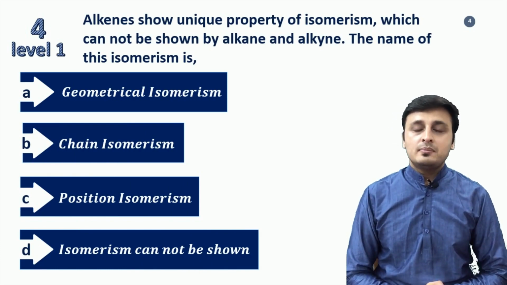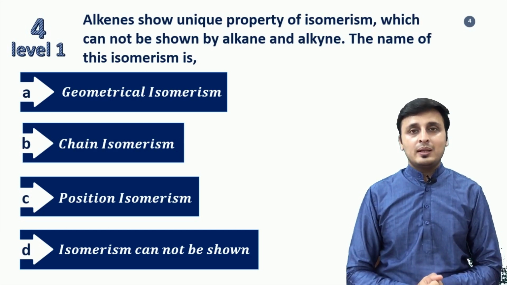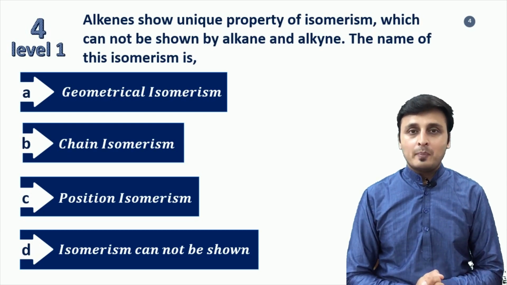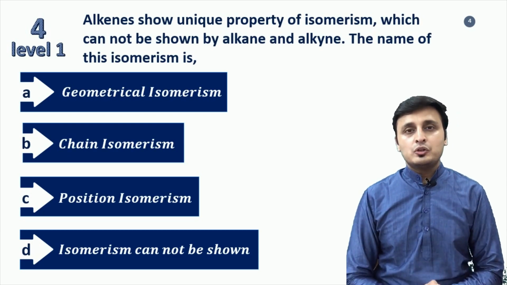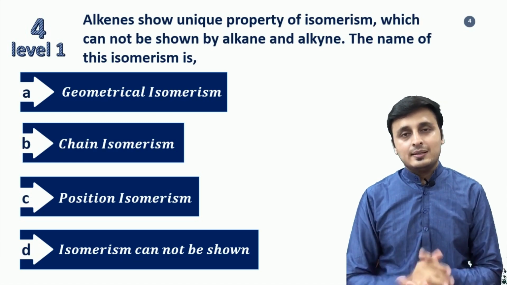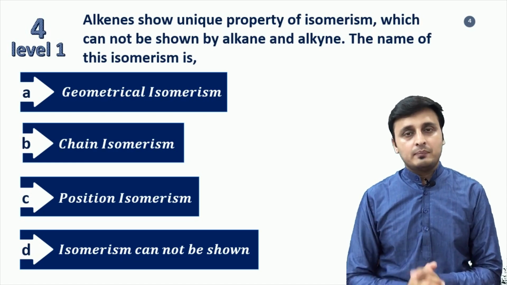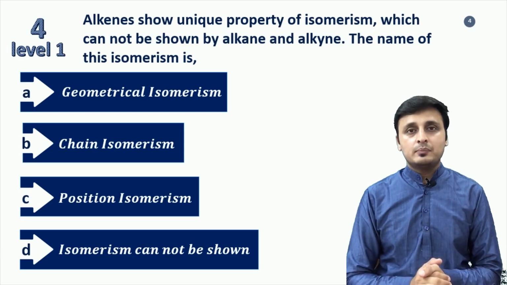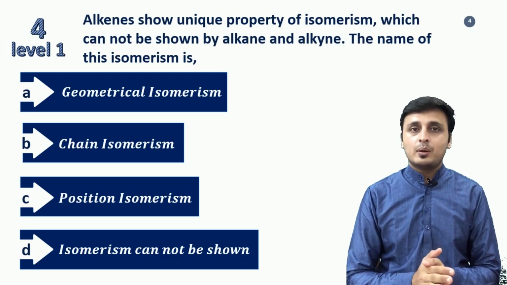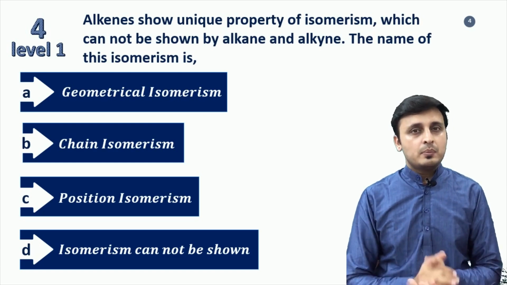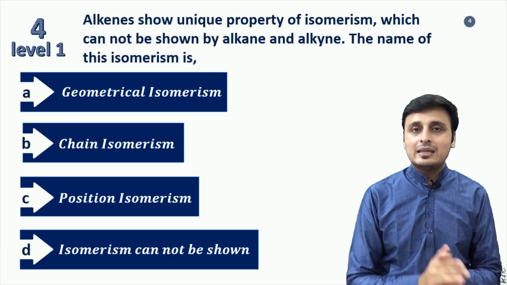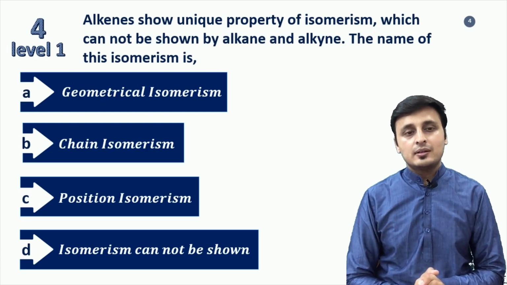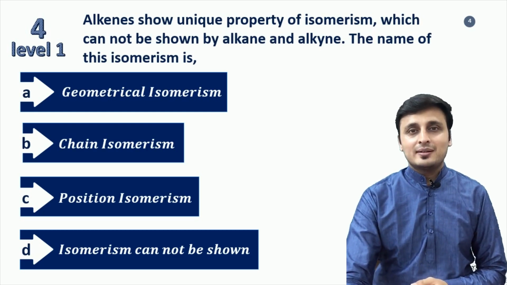Dear friends, isomerism is a kind of property where the molecular formula remains the same but the structural formulas are different. Geometrical isomerism is specific to alkenes. Geometrical isomerism is of 2 types, cis form and trans form. Cis form and trans form have different physical properties, and therefore this is a very important property of alkenes. This property cannot be shown by alkanes and alkynes, and therefore the correct answer for this question is option A, geometrical isomerism.